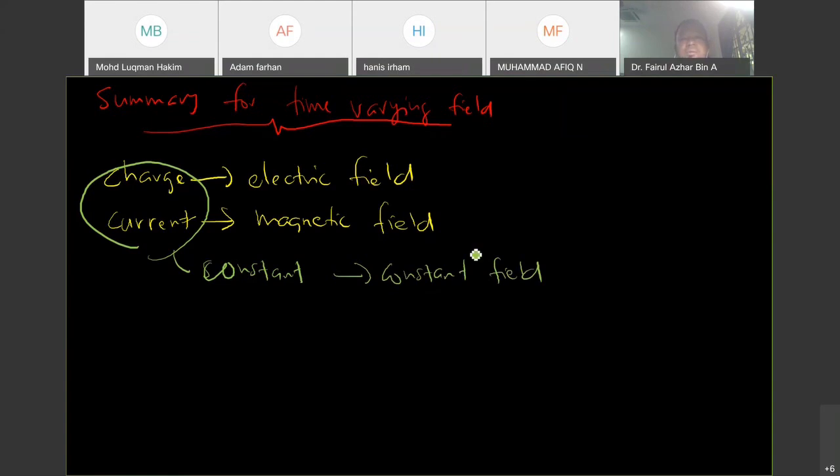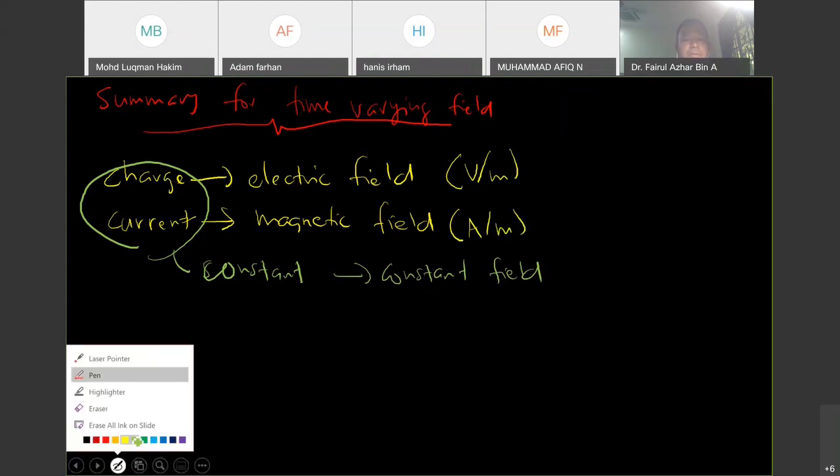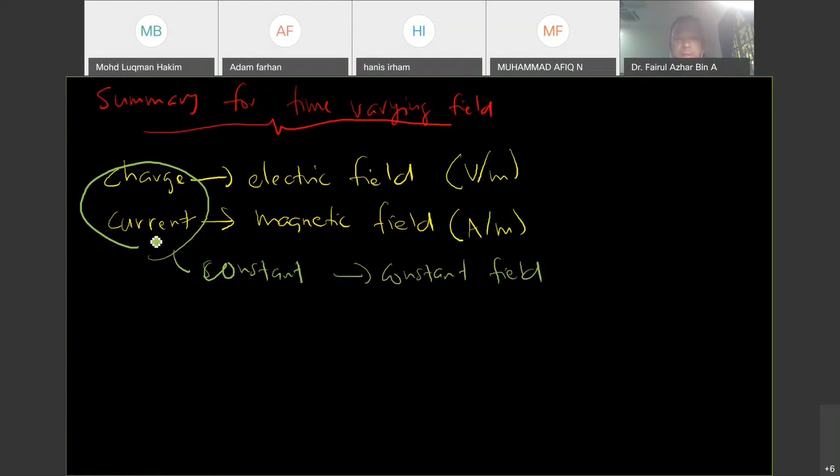For electric field, the unit, if we consider intensity, is volt per meter, and in this particular case for magnetic field, we have ampere per meter. So let's say we have a constant value for current, for example one ampere or 2 ampere, or a fixed value of the charge, so we will have a constant value for the field intensity, as well as flux density.